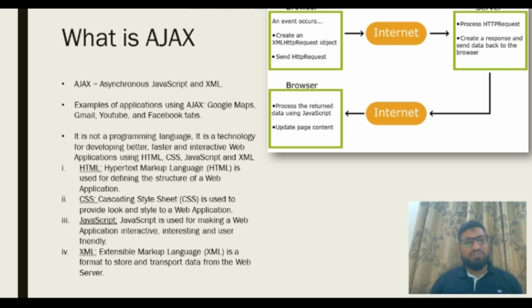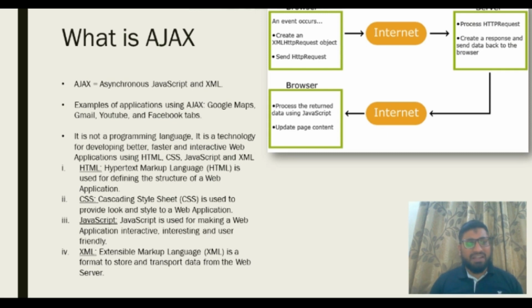So basically, what is AJAX? The main content of chapter number 4 is AJAX. AJAX is nothing but asynchronous JavaScript and XML. Examples of applications using AJAX are Google Map, Gmail, YouTube and Facebook tabs.